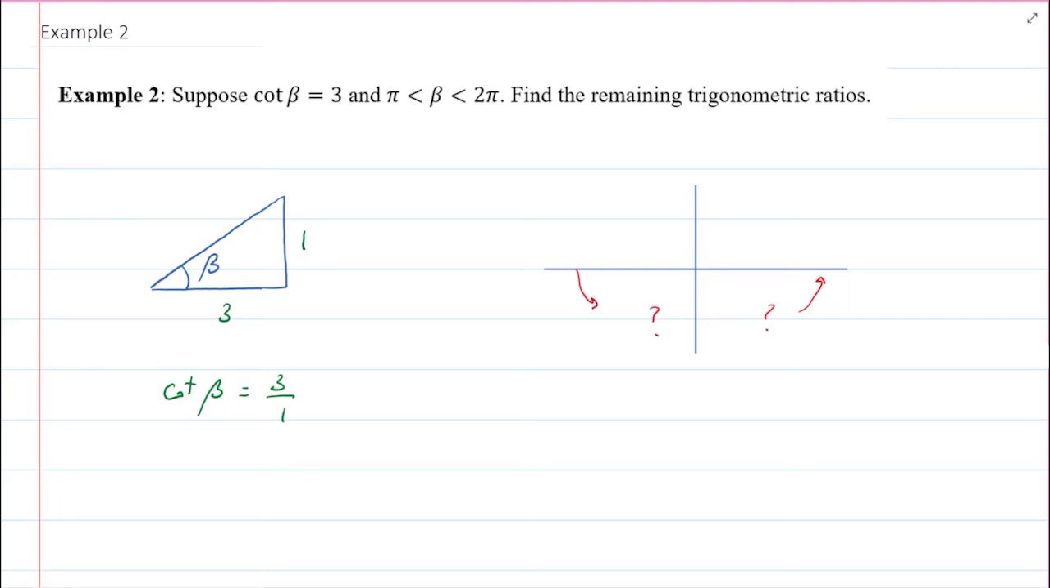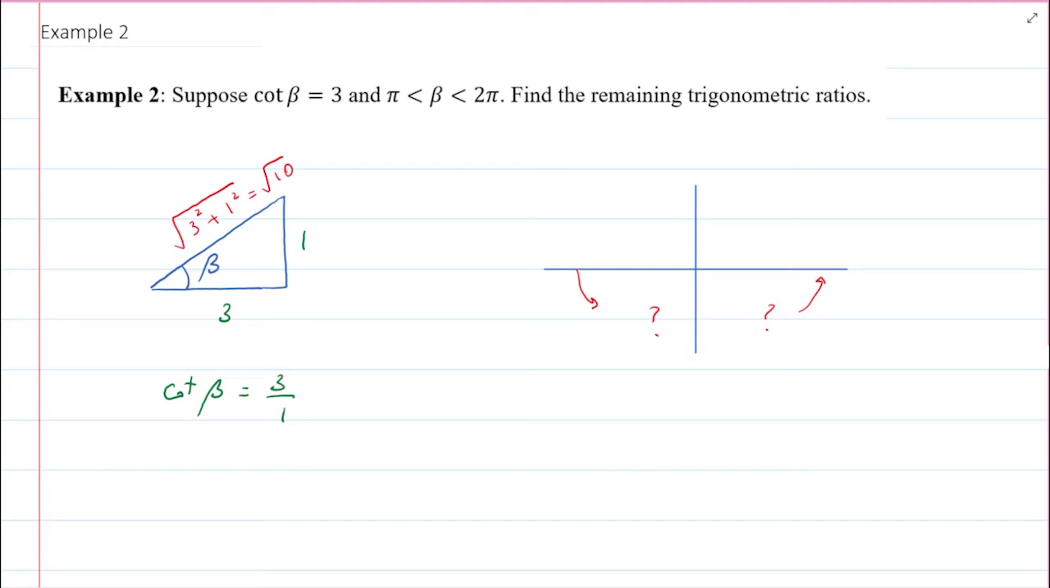Now, if I have these, I can use the Pythagorean theorem to actually find the hypotenuse, which is going to be 3 squared, which is 9, plus 1 squared. So that will be square root of 10. Now that I have these three sides, I should be able to find all trigonometric ratios. The thing is, I still don't know whether beta is in the third quadrant or fourth quadrant, because these sine, cosine, tan, and cotan depend on the quadrant that this is located in.